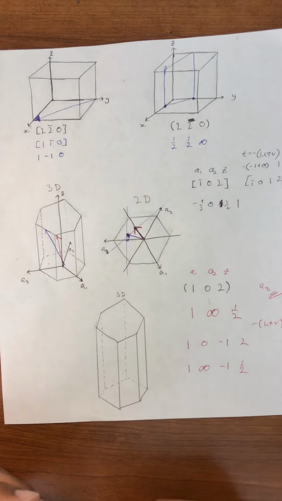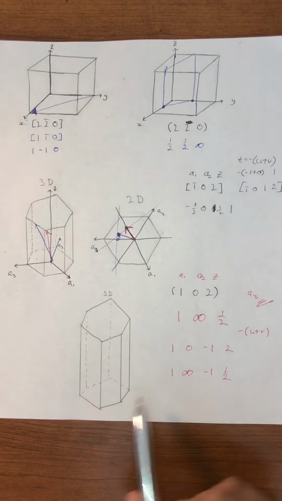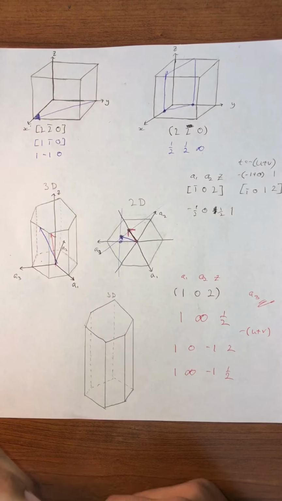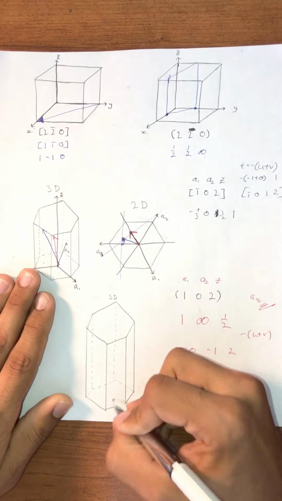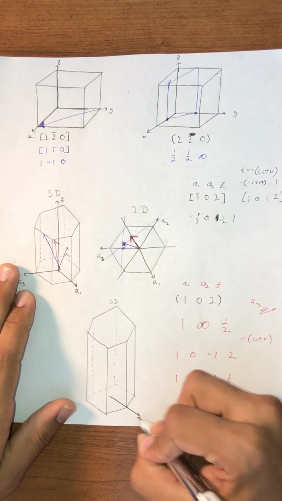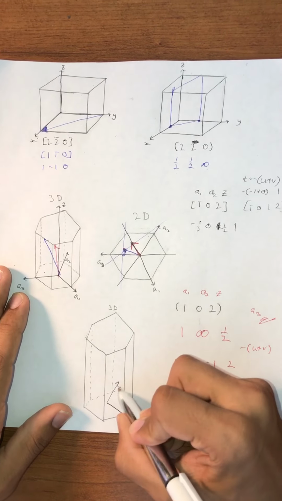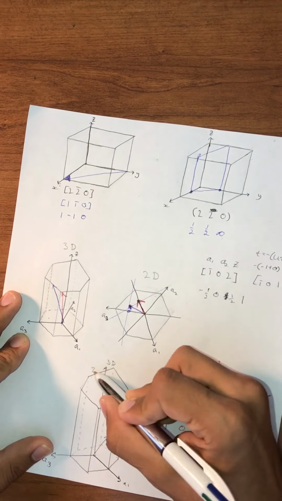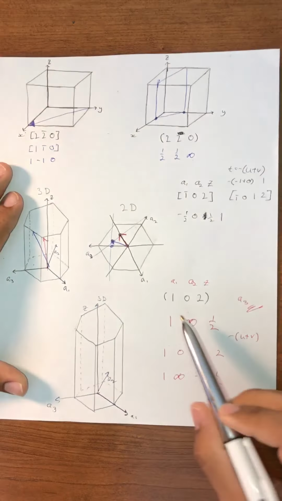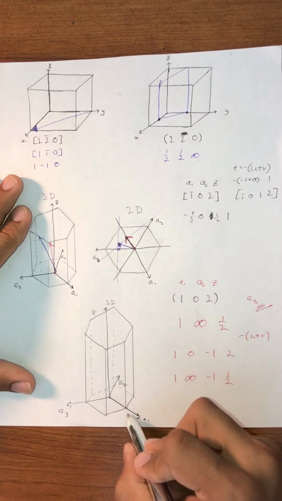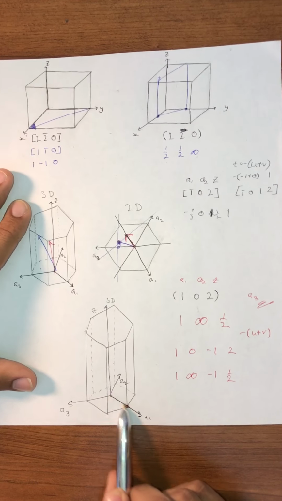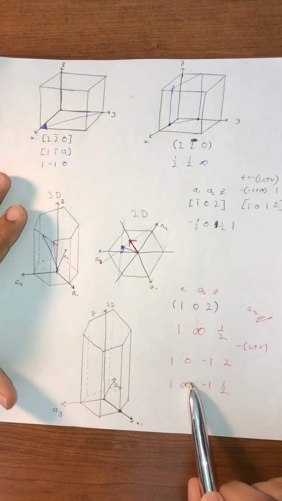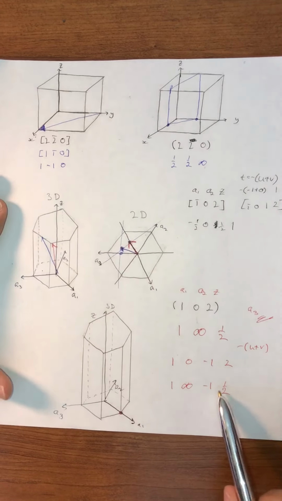Now all you've got to do is find the points on the axes with these corresponding numbers and draw your plane. For the A1, I didn't label my axes over here, but this is going to be A1 right here. This is A2. This is A3. And this is Z. For A1, you go 1 in the A1, and this is a unit length of 1, so you put a little circle right there. For A2, it's infinity rather than 0, because you're not going to touch the A2.